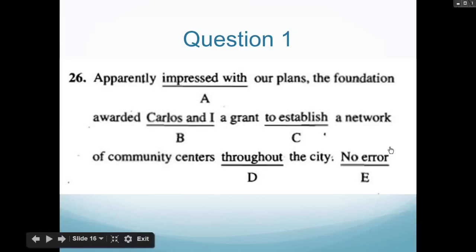Okay, 5 more seconds and I'll launch the poll. Okay, give it your best shot.